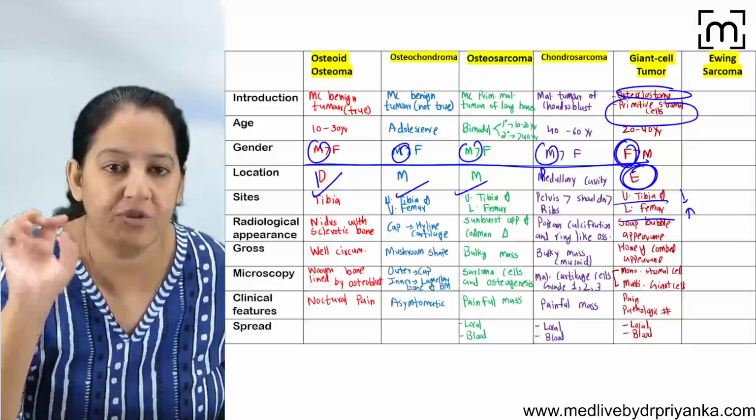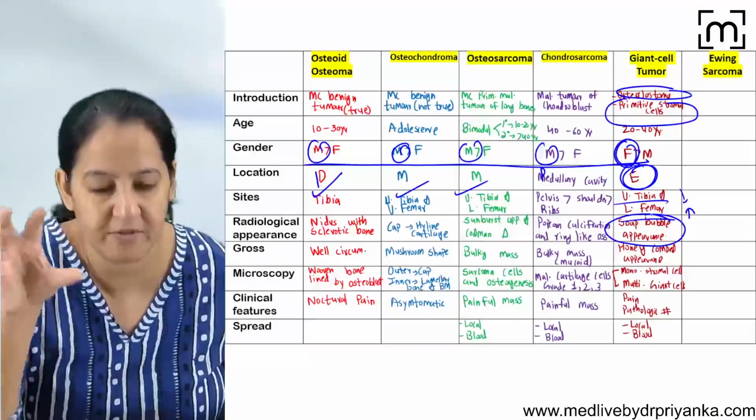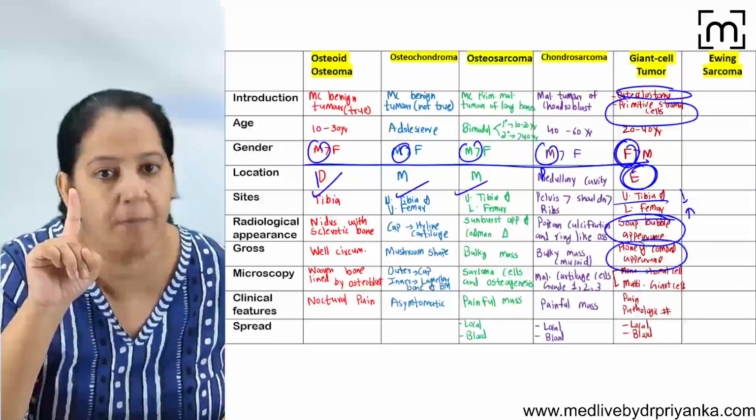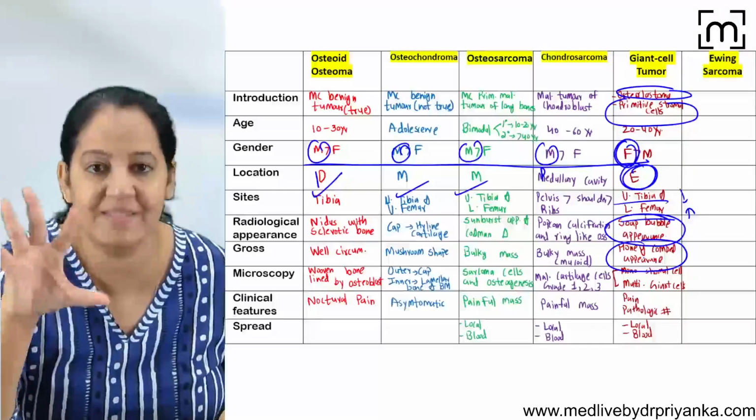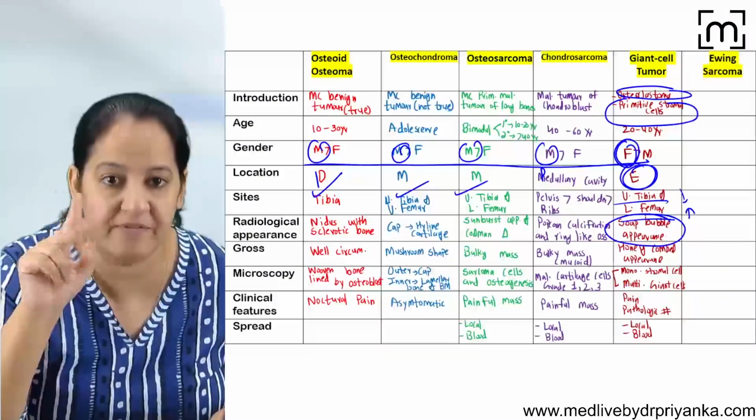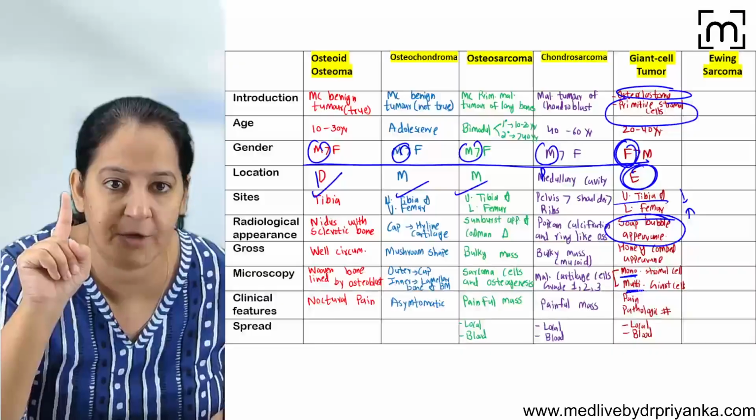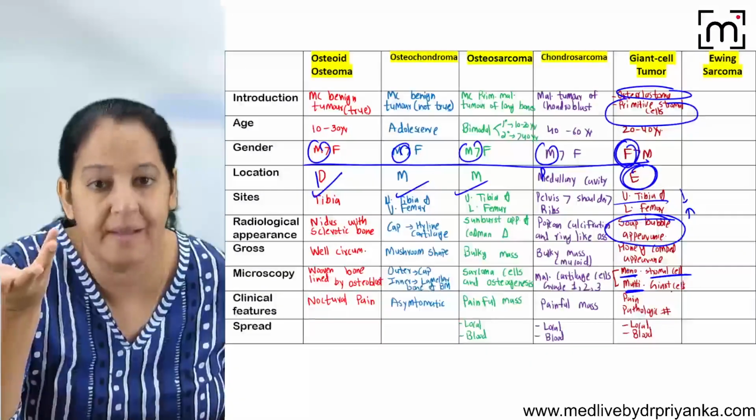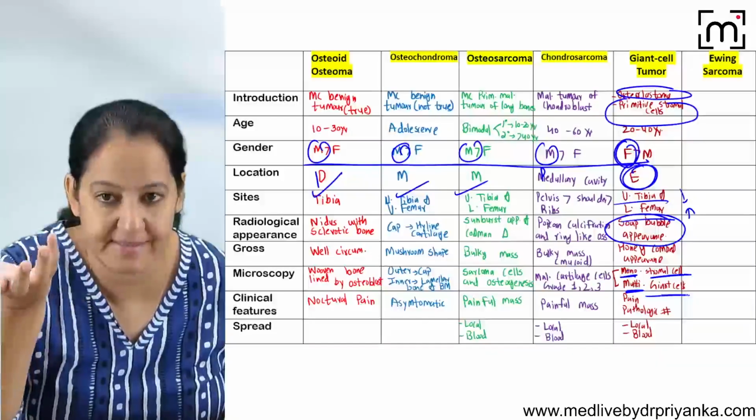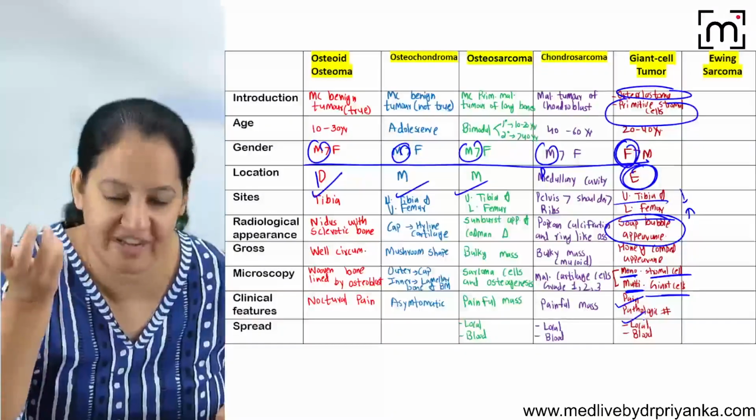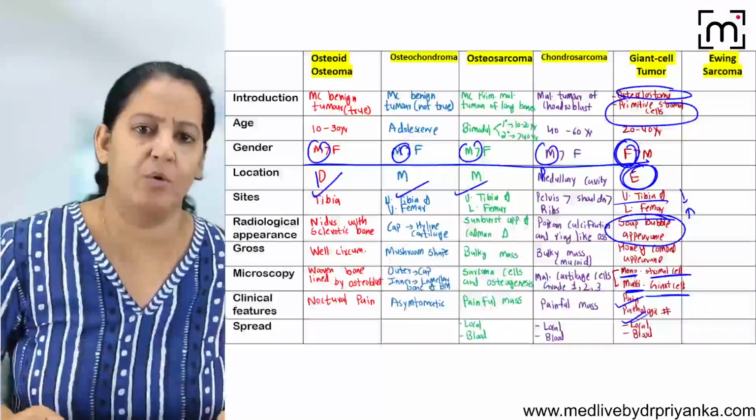And radiologically, it is having soap bubble appearance because of multiple cystic spaces in that. Grossly also it is known as honeycomb appearance, the same sponge-like, multiple cystic spaces which are filled with blood. Microscopically, you have to describe two types of cell, mononuclear cell, multinuclear cell. Mononuclear cells are stromal cells, neoplastic cell, tumor cell, and multinuclear cells are giant cells. Clinical feature, the person have the pain, and pathological fractures are common, and spread is same, local and blood spread.